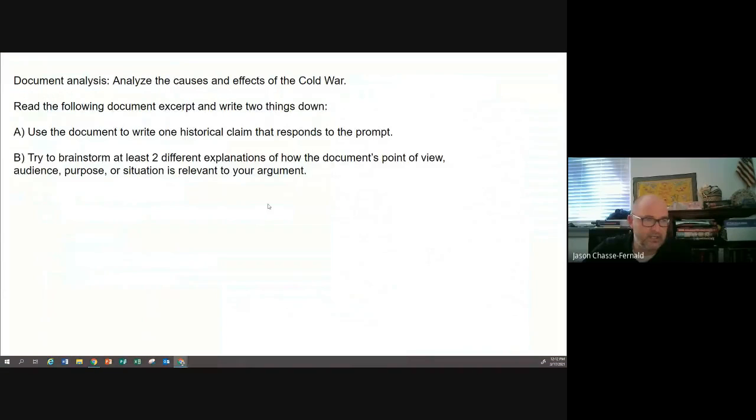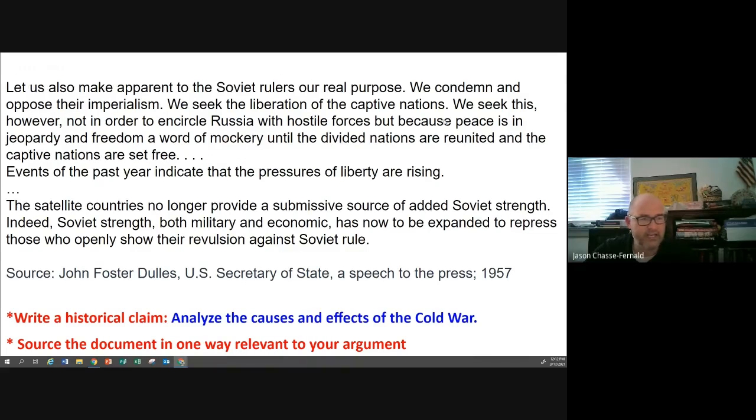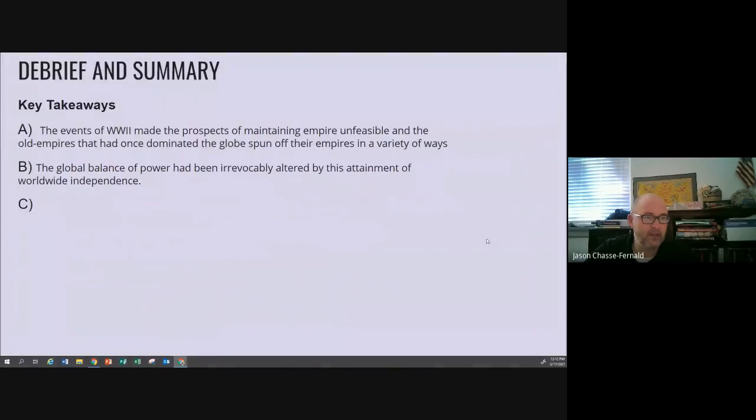All right, so let's do a very similar thing. We're going to do a claim based on the prompt, and our prompt is: analyze the causes and effects of the Cold War. So let's do a claim based on the following document, and let's try to source this document in one way. If you're watching this from home, this is going to become a classwork grade. So please complete this activity in class, and make sure you email this to me or bring it in when you return to school.